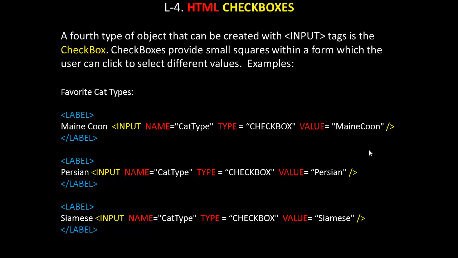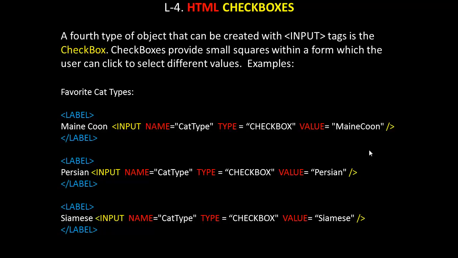Now, hidden within the HTML code, which the user won't see, will be the input tags. Here we're going to give all of the input tags the same name, cat type. We're going to set the type to be checkbox, but the values will be different. So depending on which box they check, it will change the value of cat type to match that value. It could be Maine Coon, Persian, or Siamese.